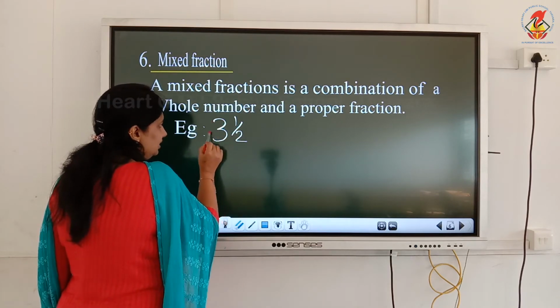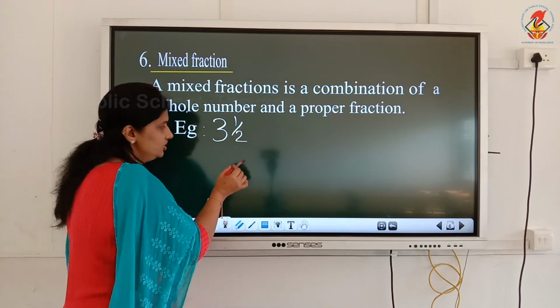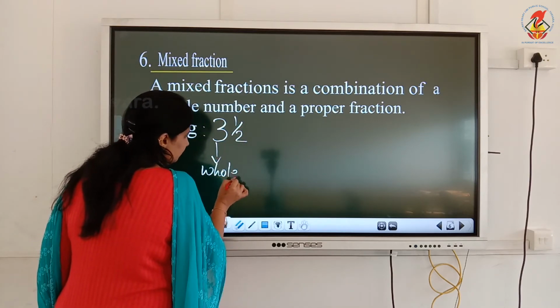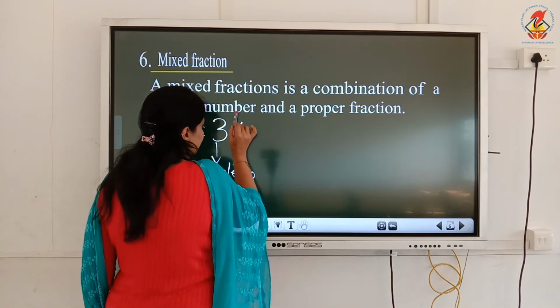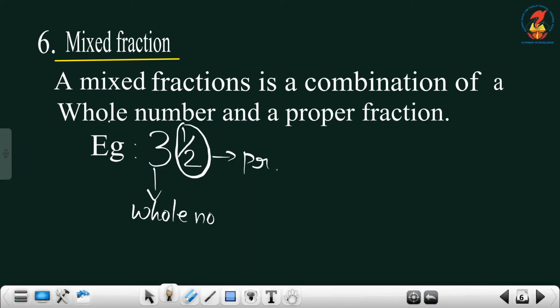And 3 here, 3 is the whole number. And this one is what? Proper fraction. I will show you. This one is whole number. Whole number. And this part is called what? This one is what? It is called proper fraction. It's a combination of a whole number and a proper fraction. Together it is called what? Together it is called mixed fraction.